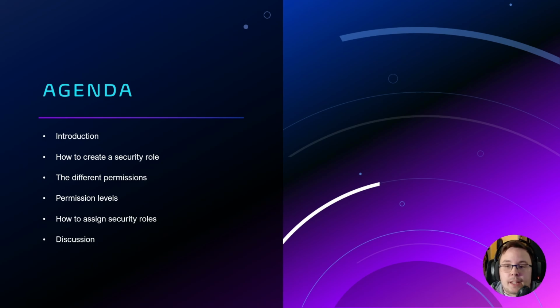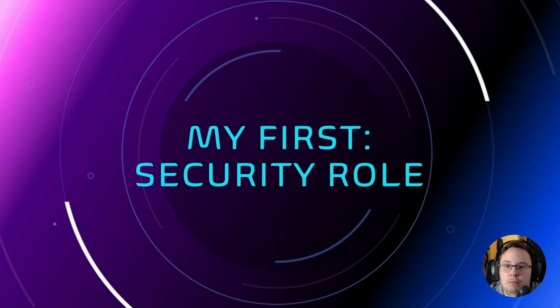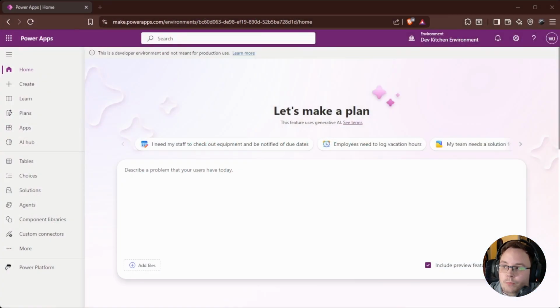So with that being said, we're going to launch straight into how to create a security role. Now, to create a security role, really where we're looking to go is into Power Apps here. Now, there's a few ways we can go from here to create a security role. The one that's the easiest to access is through a solution over here.